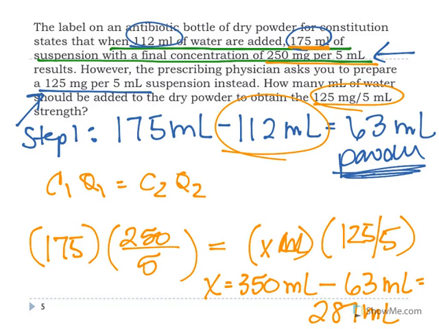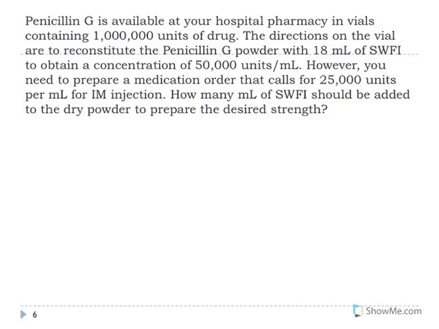So let's look at one more example. In this case, we're back to penicillin G. We have a 1 million unit drug product. And we have the manufacturer's instructions, which I'm going to underline in blue, which is you reconstitute with 18 mL of sterile water for injection to get 50,000 units per mL. But we want to do something different. We only want 25,000 units per mL. So again, we want this to be a weaker concentration.